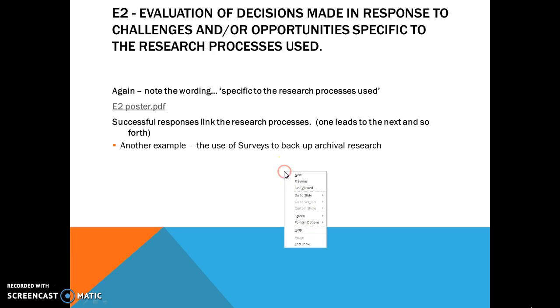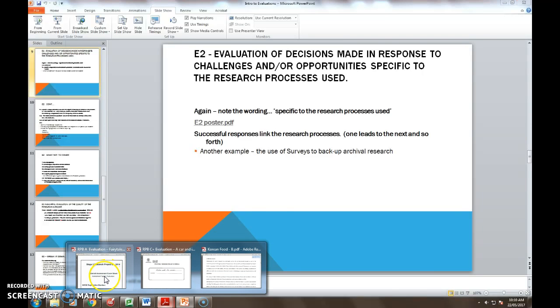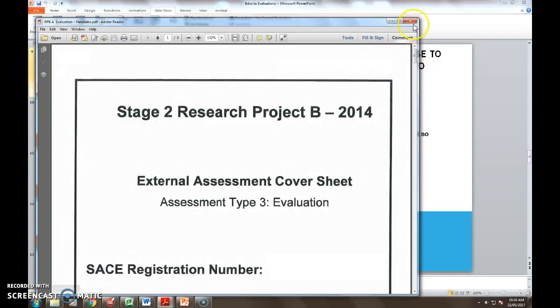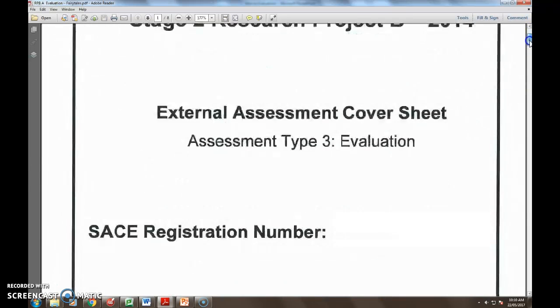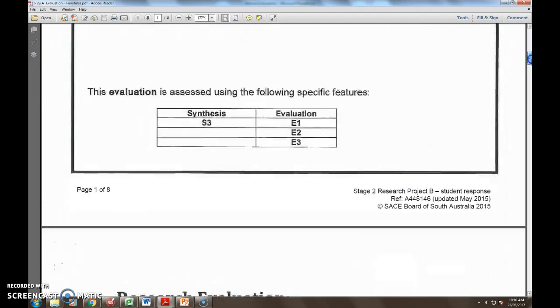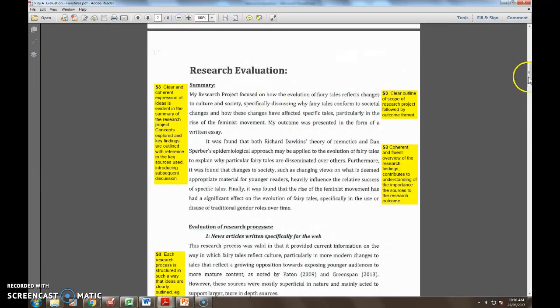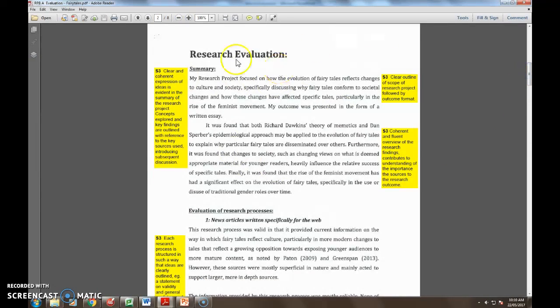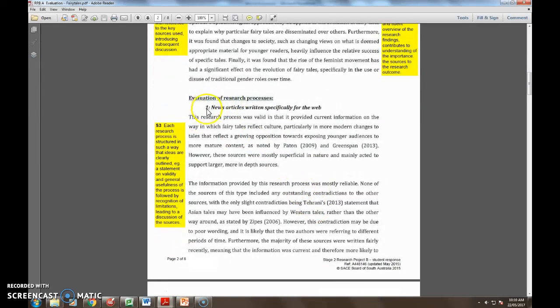All right, I'm not going to go on to E2 at the moment. I'm going to show you a couple of examples from the SACE Board website and some exemplars from previous students of this section of the evaluation. So this is the cover sheet. You'll have a cover sheet like that, which I will be providing you with for your task as well. This is the summary. We'll talk more about that later. This is the section that we're looking at, evaluation of research processes.